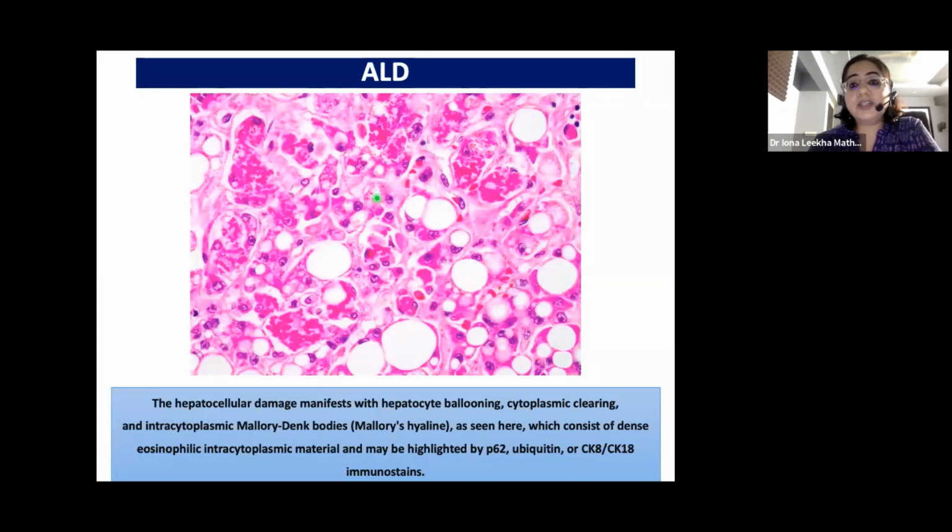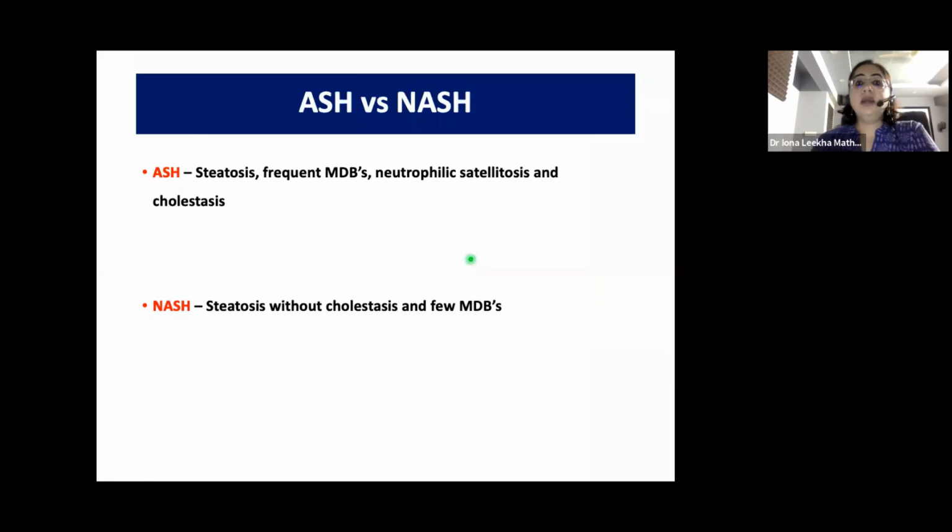This is again another picture which shows Mallory-Denk bodies with fatty change, macrovesicular steatosis. Now, since the features are almost the same, how do we differentiate? In alcoholic steatohepatitis, there is steatosis, frequent Mallory bodies with neutrophilic satellitosis and cholestasis. Non-alcoholic steatohepatitis will show steatosis without cholestasis and a few Mallory bodies. And if we have a history of alcoholism, we can label it as alcoholic steatohepatitis.